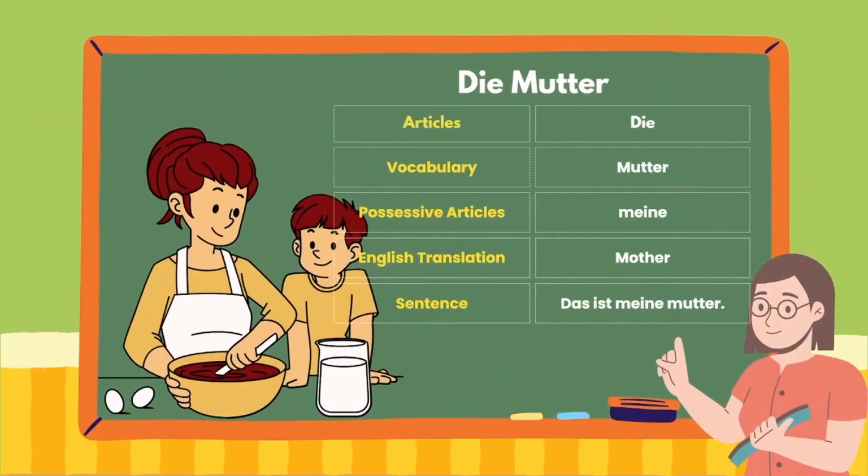So, for our beloved mothers, mother is feminine. So for mother, we call Mutter, but the article is die Mutter. Article is die. Vocabulary for mother is Mutter. Possessive article is meine because of the article die. So English translation is mother, as you all know that.